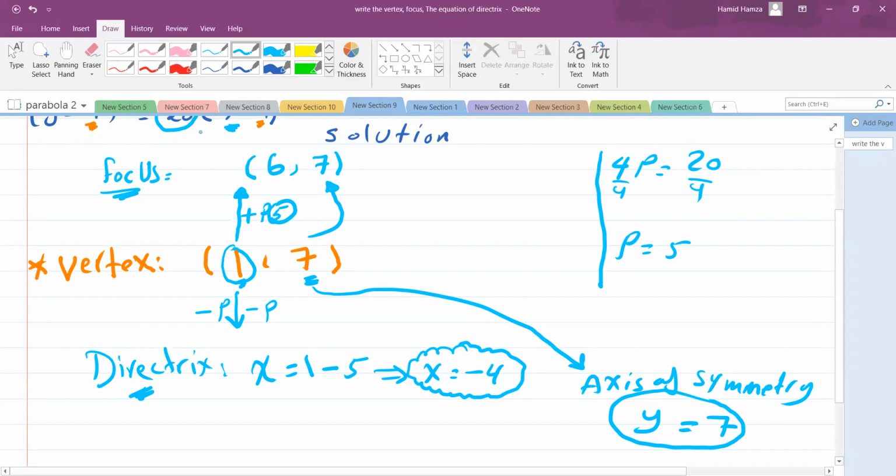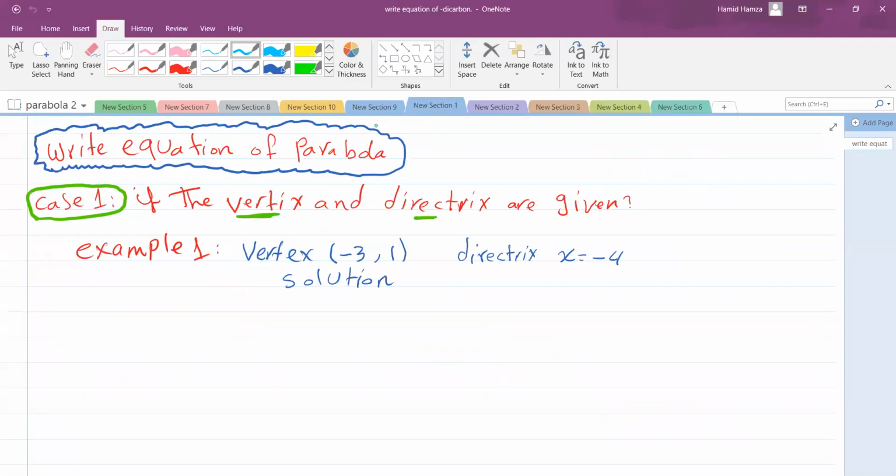Okay, that's what we studied yesterday. Our lesson today is we will reverse it. I'll give you two of the characteristics and ask you to go back and form the equation. We start with the vertex and directrix given. So how can I go back and write the equation?